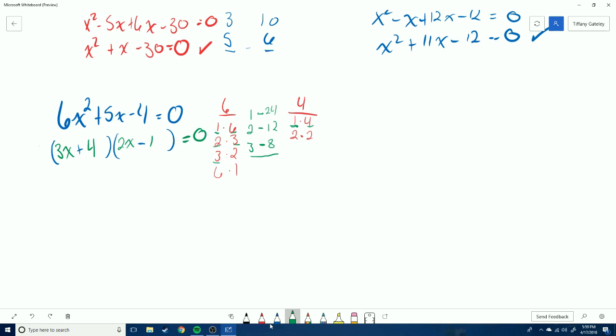And again, we can check this by using FOIL. Let's do that. So we have 3 times 2x, which is 6x squared. 3 times negative 1 is minus 3x. 4 times 2x is plus 8x, and then 4 times negative 1 is minus 4 equals 0. And so 6x squared minus 3x plus 8x is plus 5x minus 4 equals 0, and that checks out.